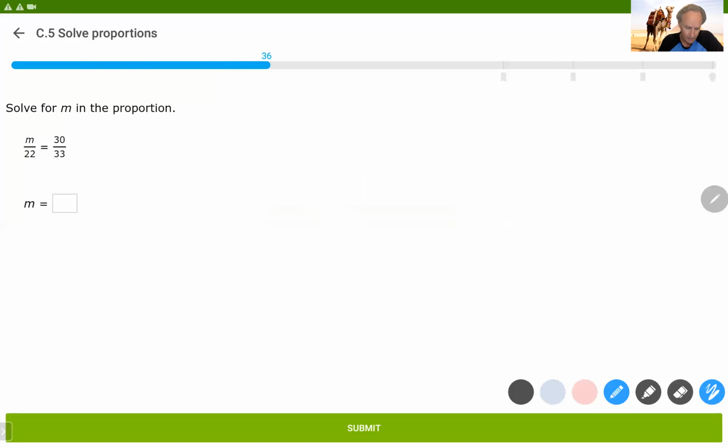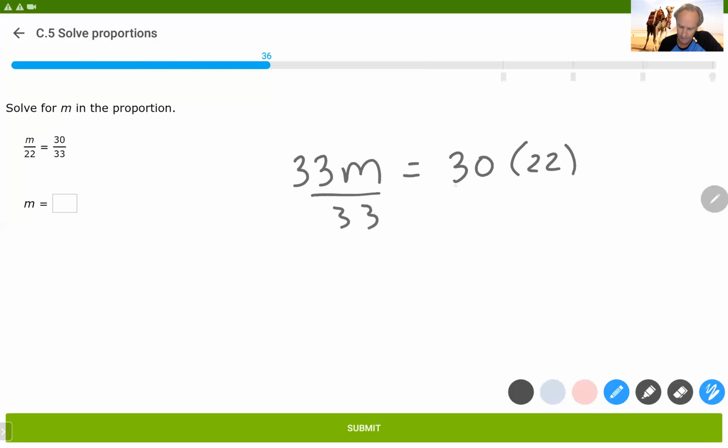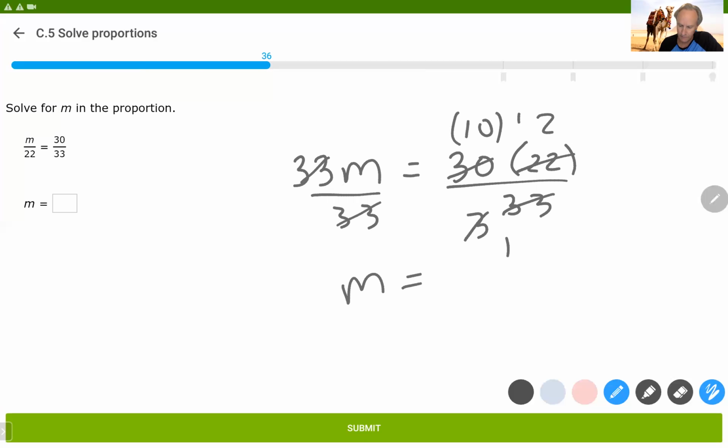All right, we've got 33M is equal to 30 times 22. And again, we're going to have an 11 as our common divisor. So I'm going to divide the 11 into the numerator and denominator. And divide my numerator 3 into 30 to give me 10. And remember, we are talking about multiplication here. Gives you the 20.